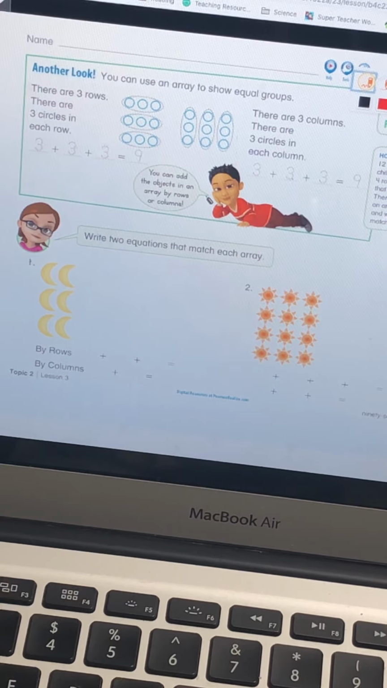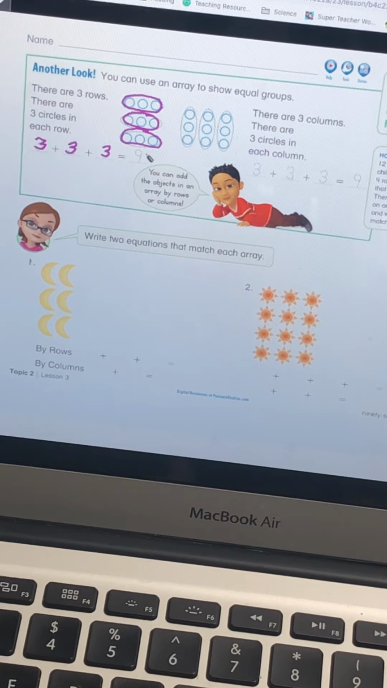All right, so this is kind of what your lesson's going to look like today. I hope that you can see it okay. This is your row. What you're going to do is count the circles in each one. In our first row, how many circles are there? 3. And in our second one? 3. And our third one? 3. And 3 plus 3 plus 3 equals 9.